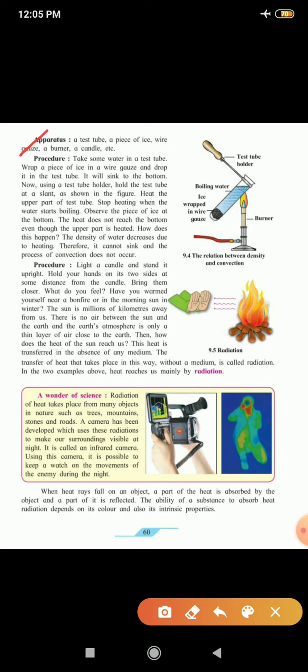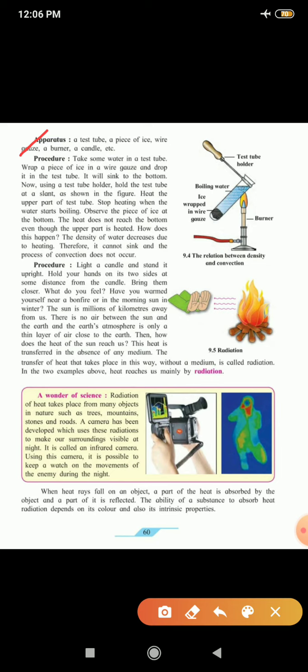Procedure. Next experiment. Light a candle and stand it upright. Hold your hands on its two sides at some distance from the candle. Bring them closer. What do you feel? Have you warmed yourself near a bonfire or in the morning sun in winter? The sun is millions of kilometers away from us. There is no air between the sun and the earth's atmosphere, which is only a thin layer of air close to the earth. Then, how does the heat of the sun reach us?